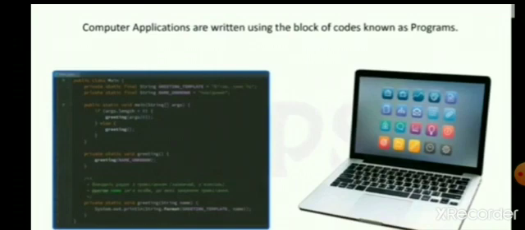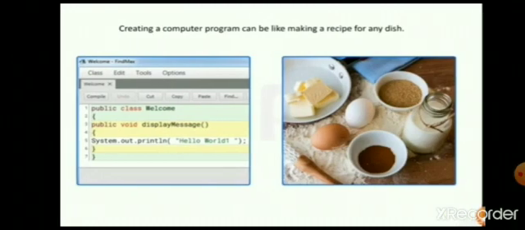Now, computer applications are written using blocks of code known as programs. You might have been thinking about how a calculator is made. I'm not talking about its physical appearance here, I'm talking about its working. How does it give us a desired result? It is done because those applications are written in specific blocks of code, and these blocks of code are called programs. From class 9th onward, we will be studying how to make a program.